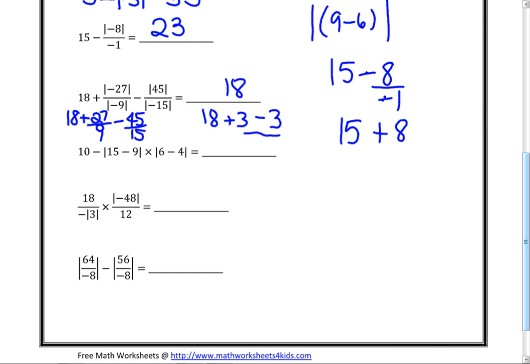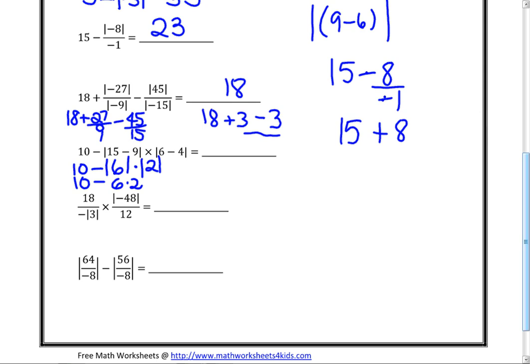Okay, what about this one? Number one says 10 minus, what's 15 take away 9? 6. 10 minus 6. Do I need the absolute value? If I want to show it, I could show it, but it's going to be 6. 15 take away 9 is 6. 9 plus 6 is 15. 18 will give you 9. Times, I don't like an X there. What's 6 minus 4? 2. Well, yes, you do. So it's 10 minus 6 times 2, if I want to show all the steps.